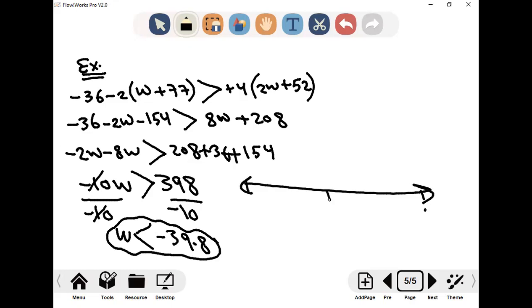Now I'll put my answer in the middle, negative 39.8, and let's read it. W less than, so I'll go to the left. And here it is open, no equal sign, and I will go to the left. Done?